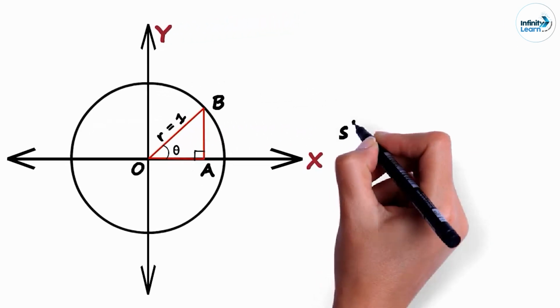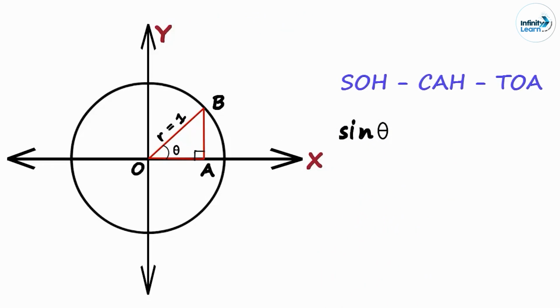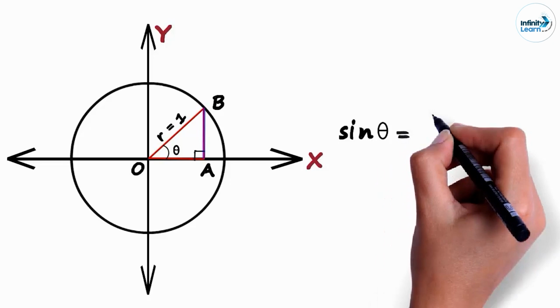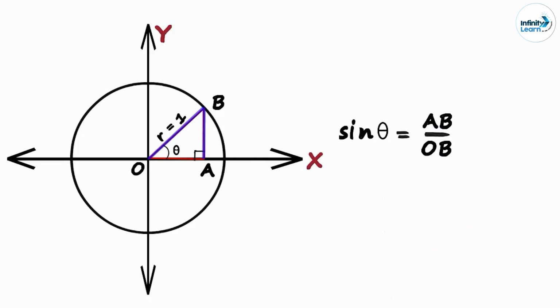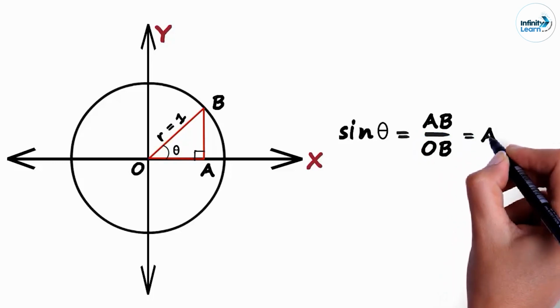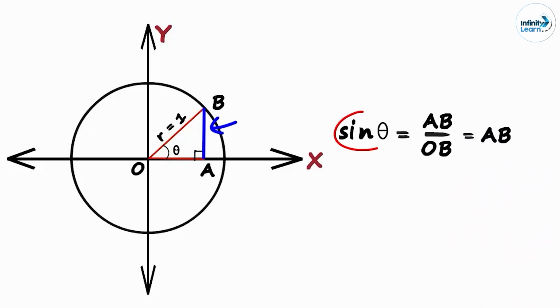First, let's find out sine theta. It's SOH, so sine is opposite by hypotenuse. Opposite is AB and hypotenuse is OB. So sine theta will equal AB by OB. But what is OB? OB is equal to 1 unit as it is the radius. So sine theta will be AB. So this length AB is sine theta. We write sine theta next to AB.